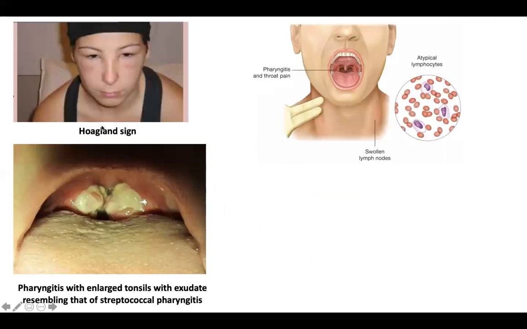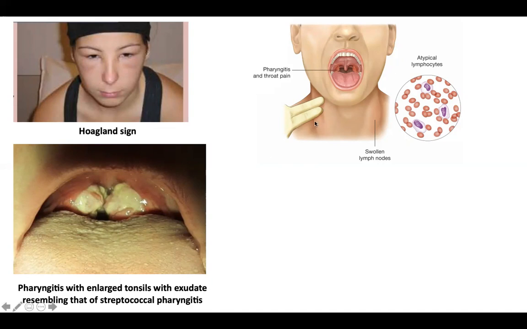As we see now, this is the Hoagland sign, the edema of the upper eyelids. And this is the pharyngitis with enlarged tonsils with exudate resembling streptococcal pharyngitis. So if you are treating a patient with streptococcal pharyngitis and you find there is no improvement and the patient develops a rash, we have to think of Epstein-Barr virus infection. A swab will be helpful for those patients to differentiate between viral infection and streptococcal pharyngitis. Also, note the posterior cervical lymphadenopathy chain enlargement with the sore throat.